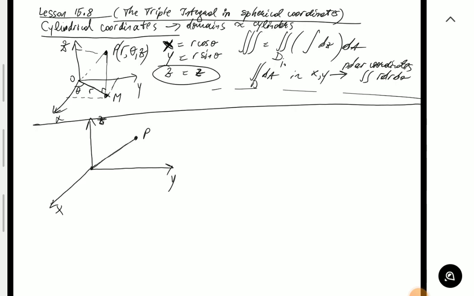One coordinate is going to be the actual distance from the origin to the point P. To use the typical notation that you will see in the homework, let's denote this distance by rho. Okay, so rho is the distance between the origin and the point P. And let's project the point P on the xy plane.